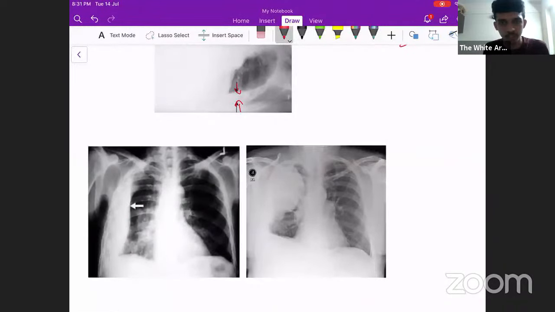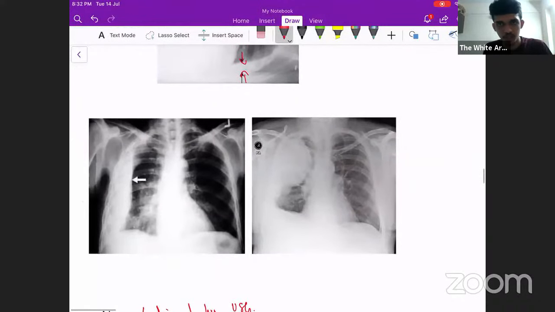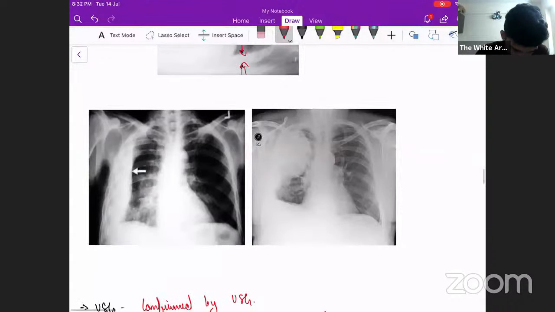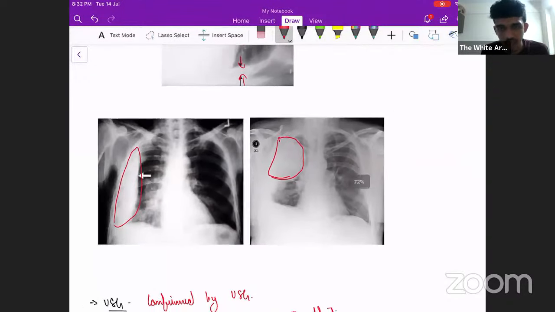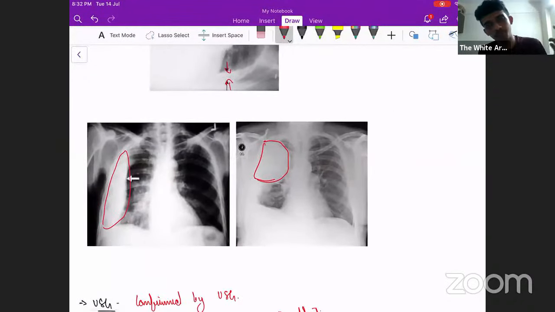Next, what do these two images show? What are these two imaging modalities pointing towards? Pleural thickening, abscess? See, it is D-shaped. Both are D-shaped. What is this D-shaped? This is empyema. It is more so a loculated pleural effusion. Empyema, you can't tell until you do a thoracocentesis and find pus. You can't tell whether it is empyema or not.